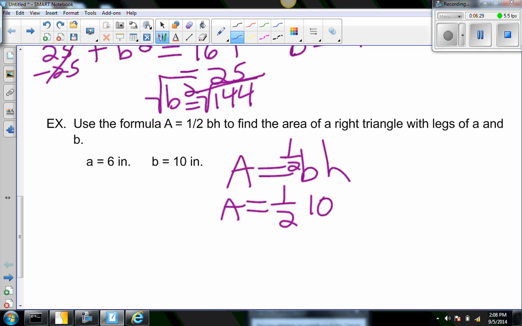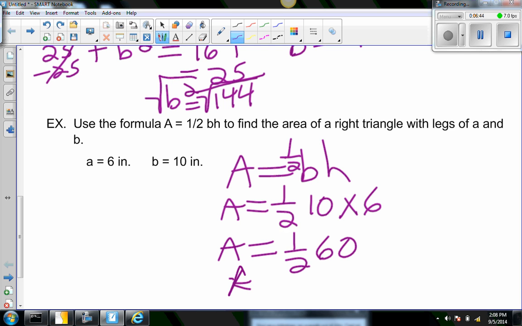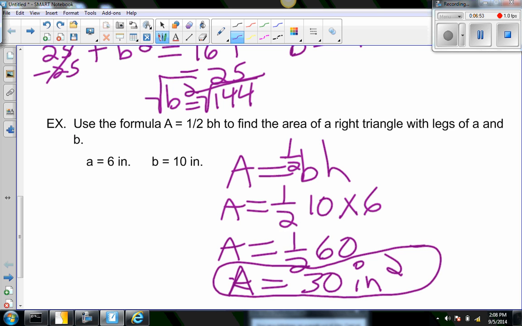My base and my height are my legs. So base and height are 10 and 6. Okay, so 10 times 6 is 60. And then I just have to do half of that. So 30. And because area has to be squared, that's how I'm going to label it. So your answer is 30 square inches.